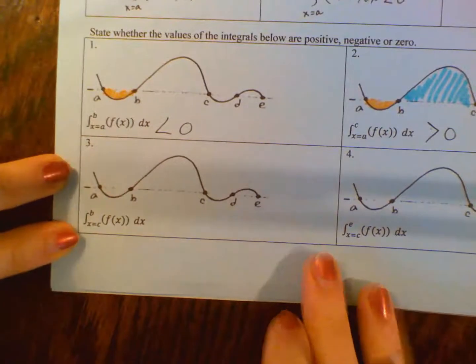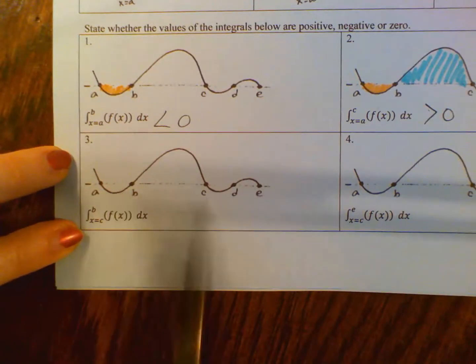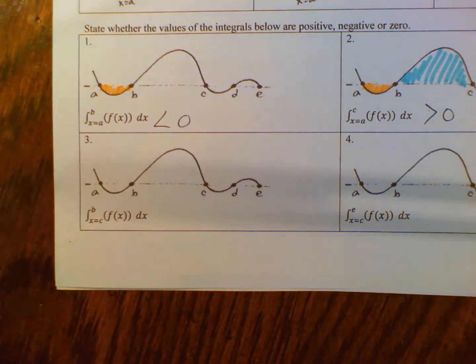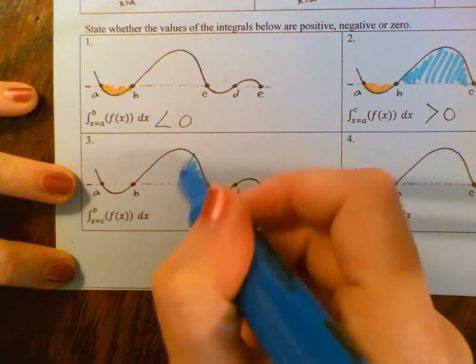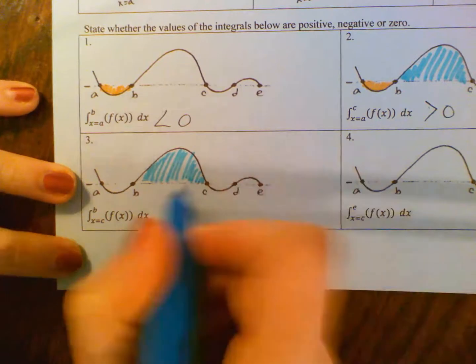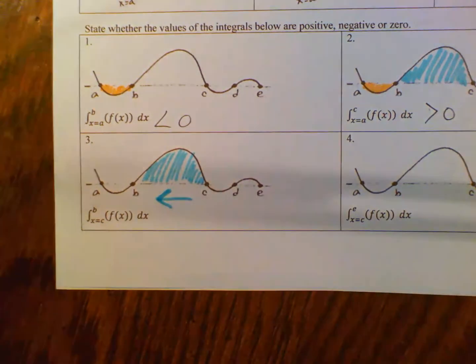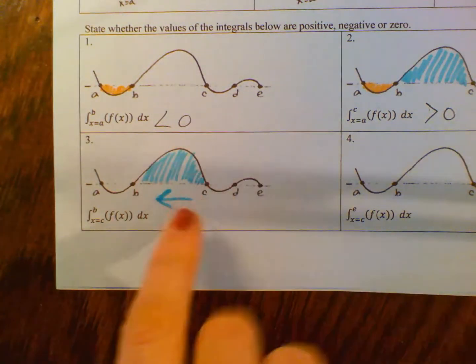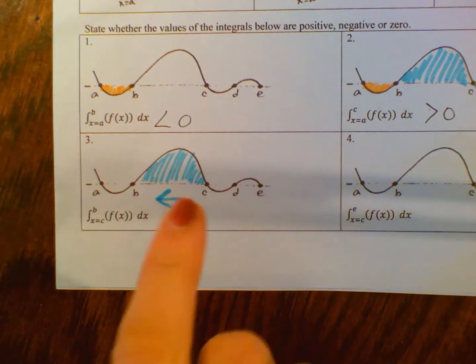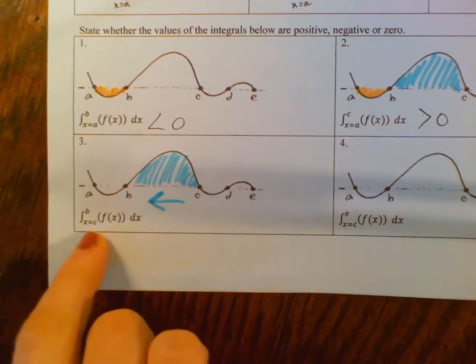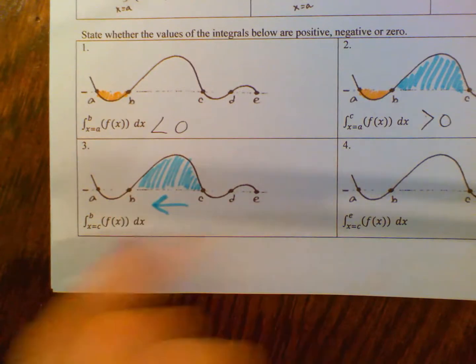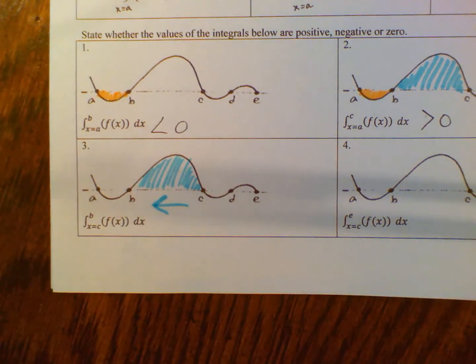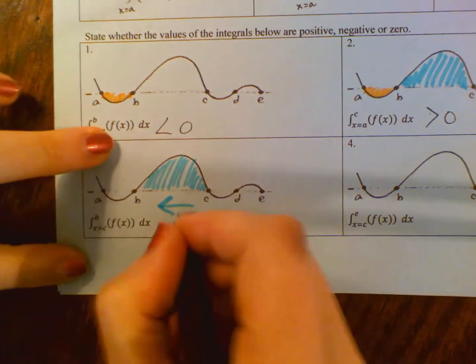Now let's do from C to B. This is a positive area, but we're integrating backwards, C to B. So it's a positive area, but since we're integrating in a negative direction, it's like a positive times a negative. You think of it that way. So this would end up being negative.